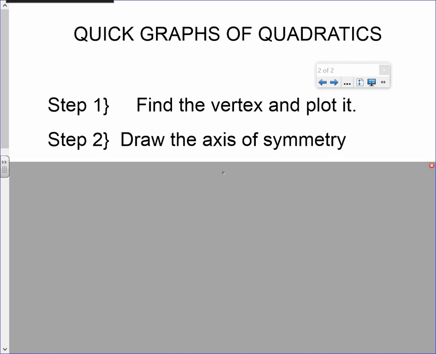Step 2, draw the axis of symmetry. That's what we did last week, the AOS. That sounds easy. And we'll put someone on seesaw. You made 2 axes of symmetry.